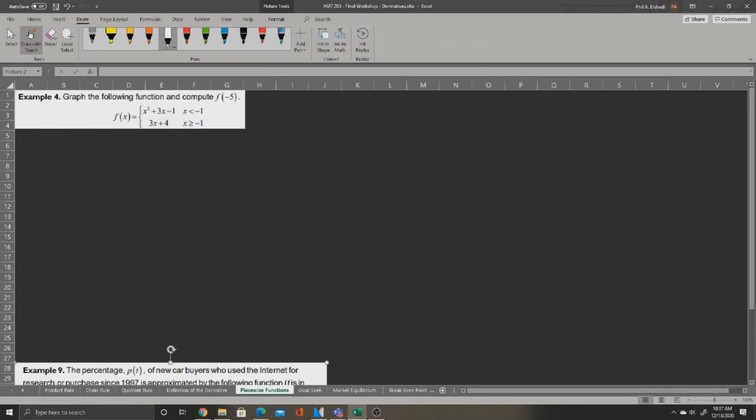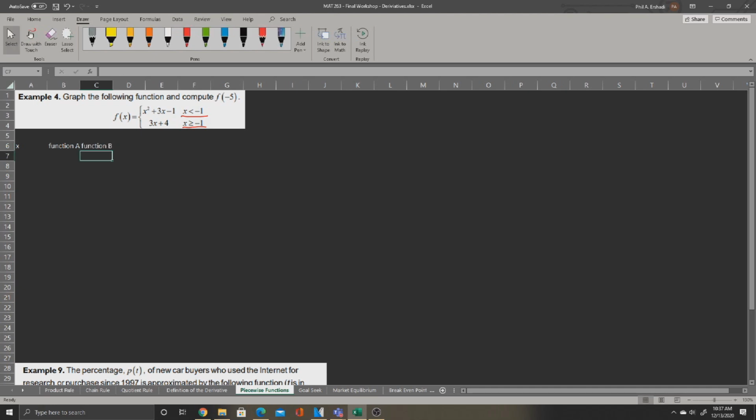Okay, in this question, we have a piecewise function where they've given us two different functions, where one of them is in effect if x is less than -1, and one of them where it's in effect if we're greater than or equal to -1. And they're asking us to graph this function. Now, we can use Excel to do that. We'll need to make a column for x, a column for function a, and a column for function b.